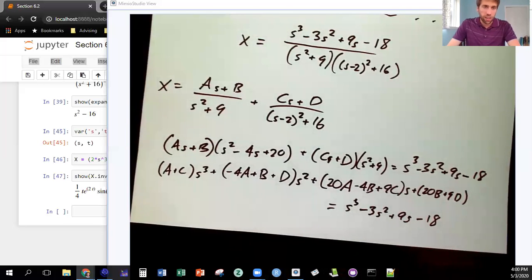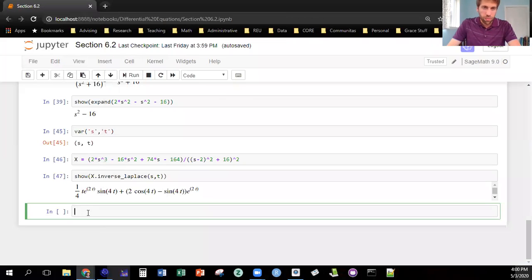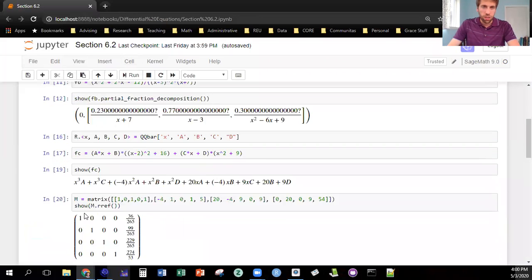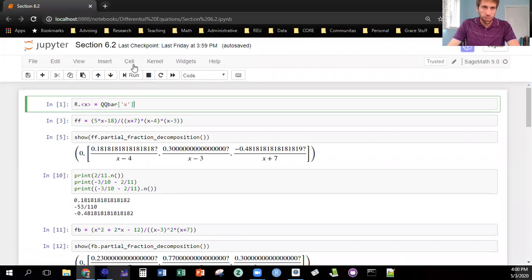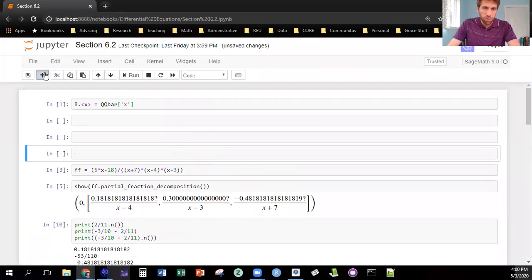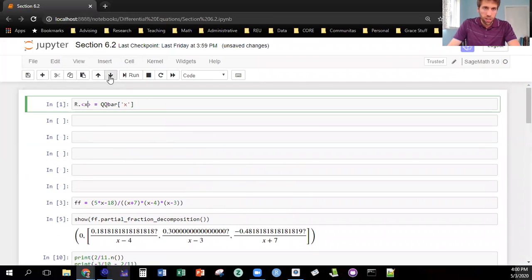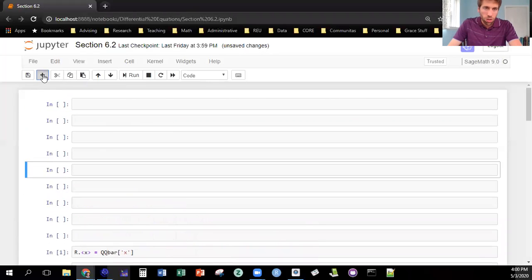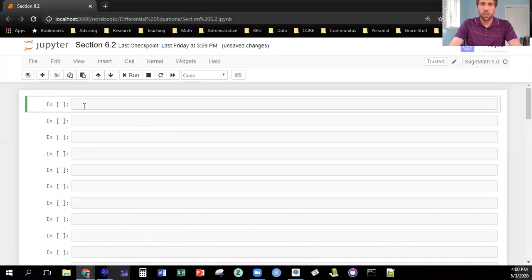So let's pull out the handy dandy Sage and add some cells and move this down out of the way. And then, all right, now let's see. So let's create a matrix. What should we call it? Call it capital M for matrix.